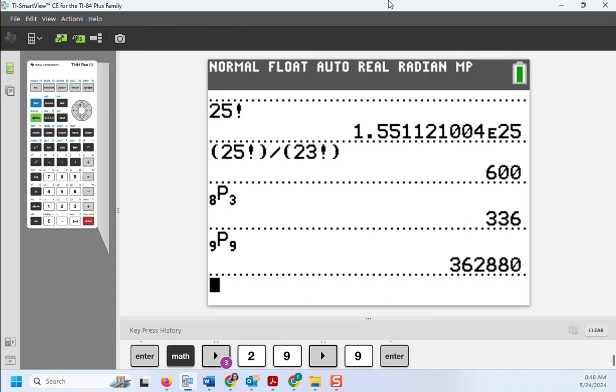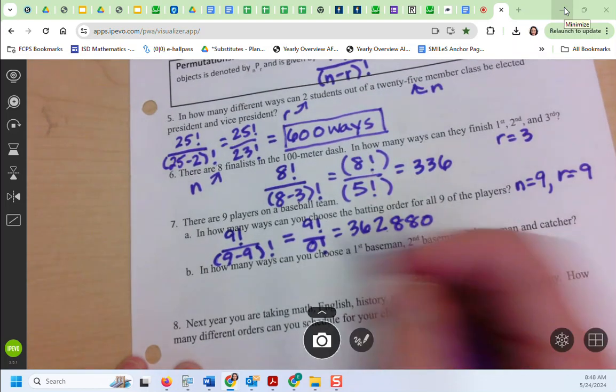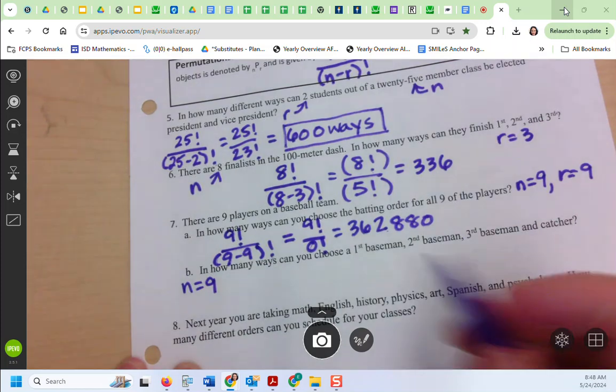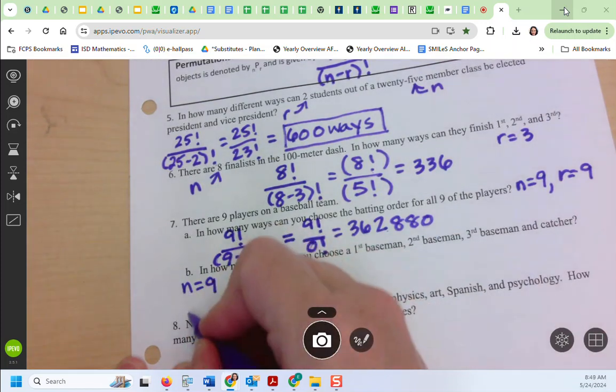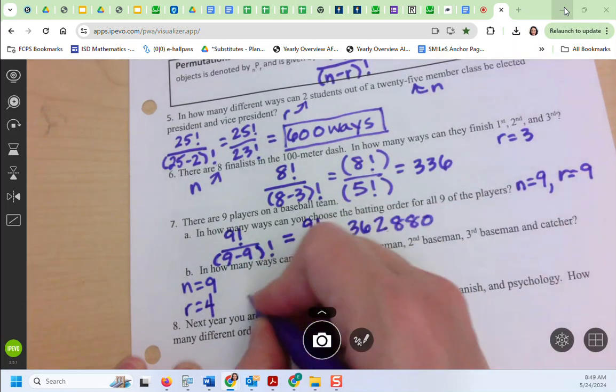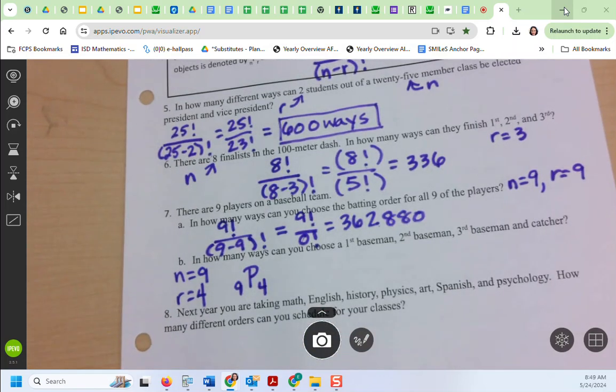So in B, there are still 9 players, right? So N equals 9. And we're choosing 4 of them: first, second, third, and catcher. So R equals 4. So on your calculator, you can do 9P4. Let's practice that because it saves you a little bit of time.